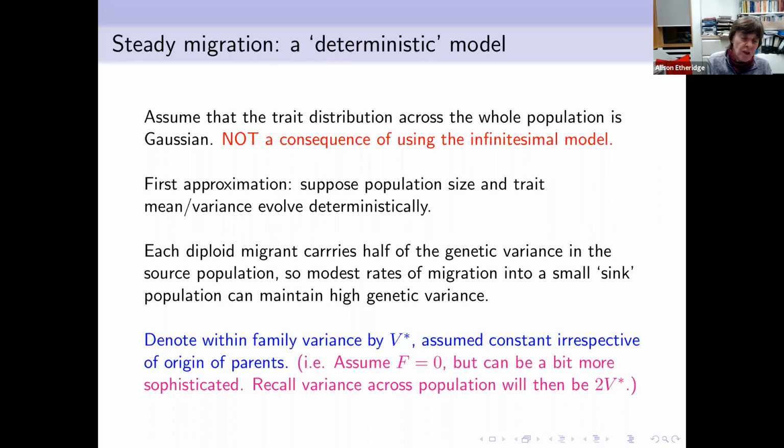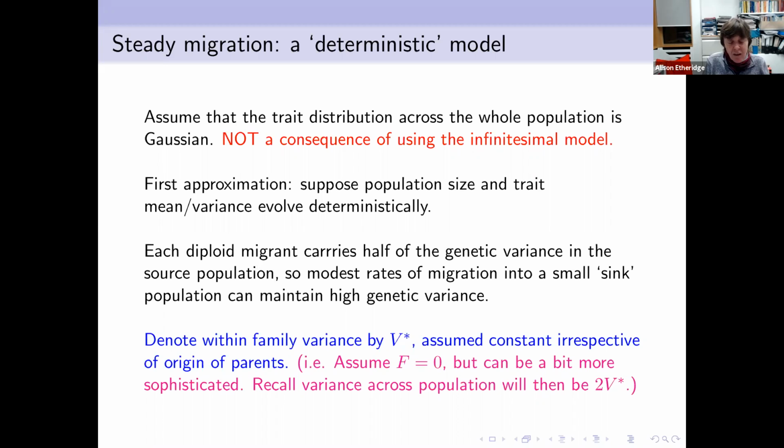And we're going to suppose, again as a first approximation, that the population size and the trait mean and variance evolve deterministically. So now what we can see is that every time a new migrant arrives, remember what Bulmer told us. Bulmer told us that in this large source population, half of the genetic variability is within family and half is between family. So every new migrant is actually bringing half of the genetic variance in my source population. So even rather modest rates of migration into a small sink population can maintain high genetic variance.